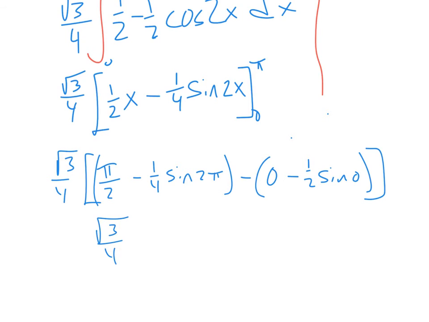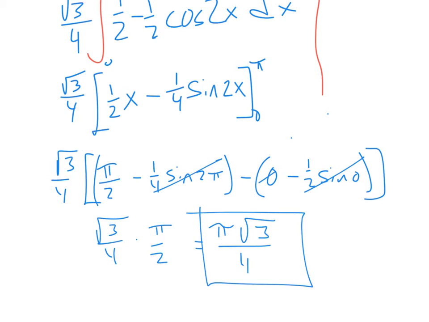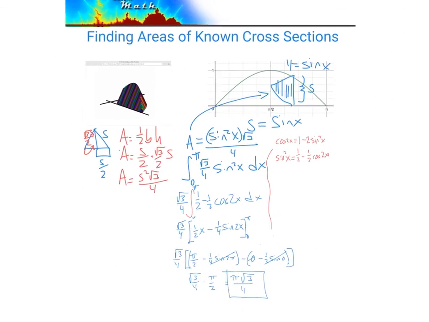And so finally, I think we're about there. Square root of 3 over 4 times, now, sine of 2 pi is 0, that goes away. Sine of 0 is 0, that goes away. And obviously 1/2 times 0 is 0, so that's going to go away. So all we have is times pi over 2. So that gives us the square root of 3 times pi all over 4. How's that? All right.